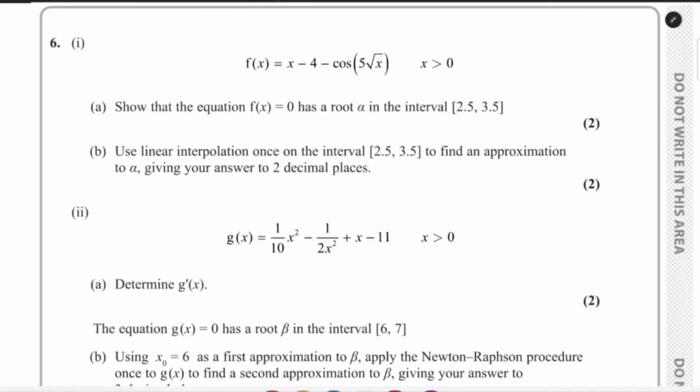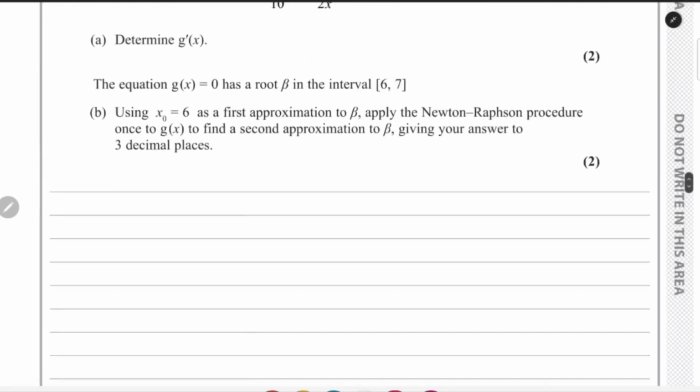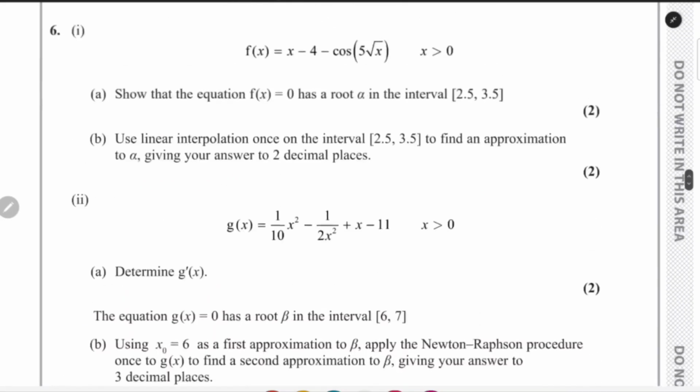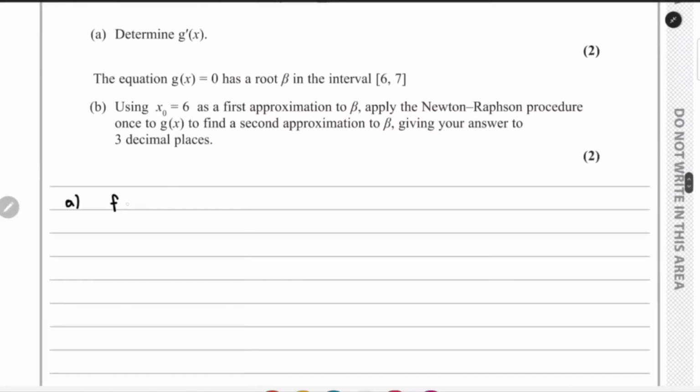Question 6 is about numerical methods. In part A, we have to show that the equation x minus 4 minus cos 5 root x has a root in the interval 2.5, 3.5. So we have to find f of 2.5 and f of 3.5, and we have to show that there is a change in sign here and the function is continuous.